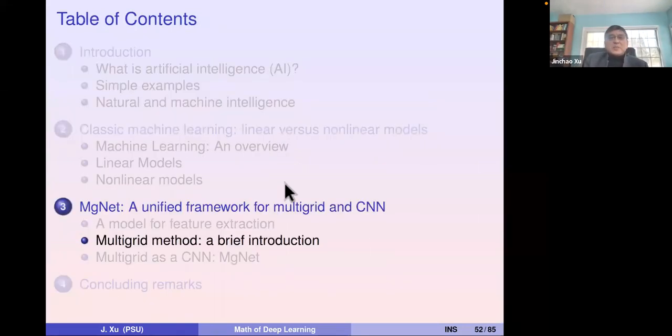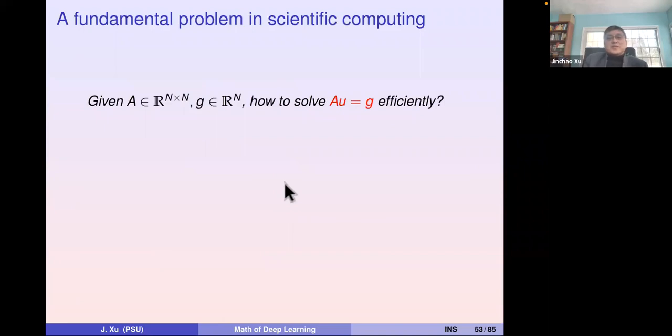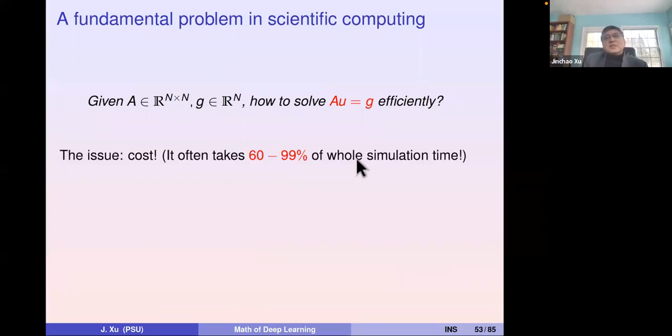So this brings me to something I have been working on. For example, this preconditioner, which was mentioned in the introduction, is all about solving linear system equations. If you solve a linear system equation, how do you solve it efficiently? This is one of the major tasks in scientific computing, mostly because it's expensive.